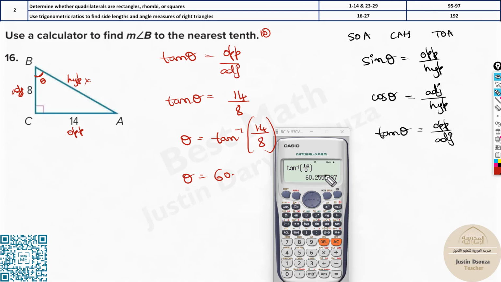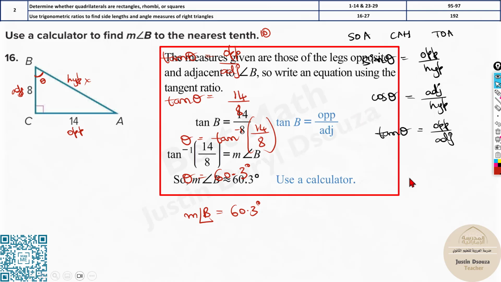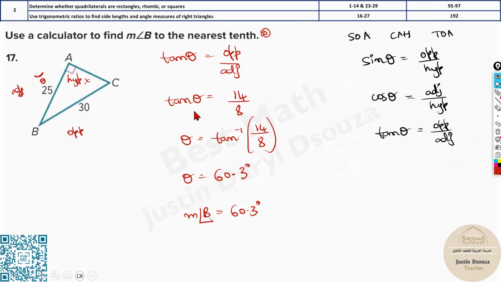Now since the next digit is there, this digit changes from 2 to 3. It is 60.3 degrees. So the measure of angle B is equal to 60.3 degrees. That's the answer. So here 60.3 is the correct answer.